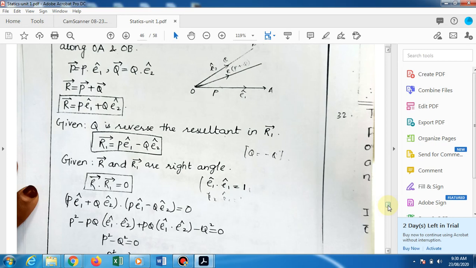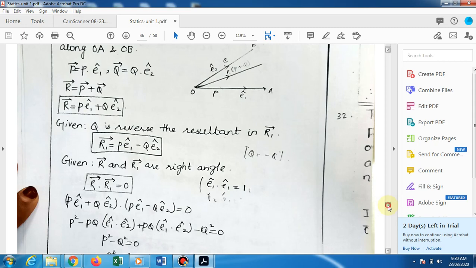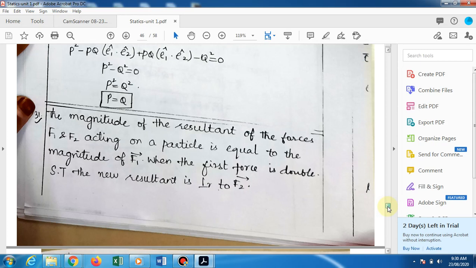So R vector is P into E1 cap plus Q into E2 cap, and likewise R1 is P into E1 cap minus Q into E2 cap, and their product is equal to 0. You solve that, you will get P square minus Q square is equal to 0. Therefore P square is equal to Q square, so P is equal to Q. That's all, ma.